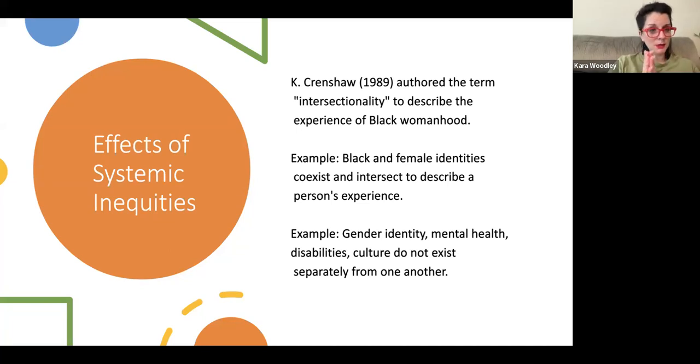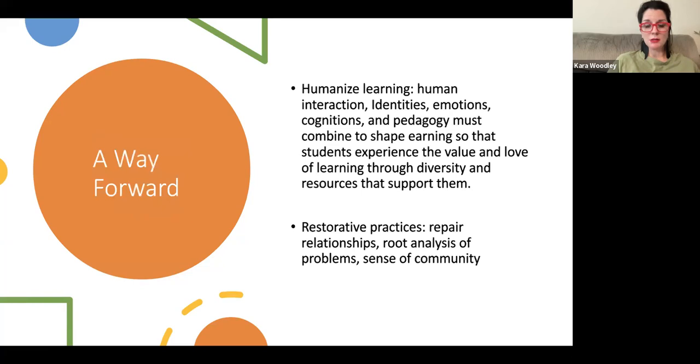And looking at Kimberly Crenshaw's, her example is that she's Black and female, and those identities coexist and they describe a person's experience. So they are not separate, but they intersect. And so that's kind of where intersectionality comes in. Examples of intersectionality could be gender identity, mental health, disabilities, and culture. All of those intersect. They are not separate from each other, and they all help the person explain their identity and how those things all work together. And so we cannot separate them from each other. That's where intersectionality comes in.